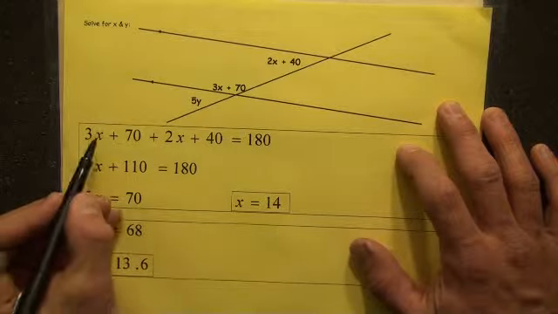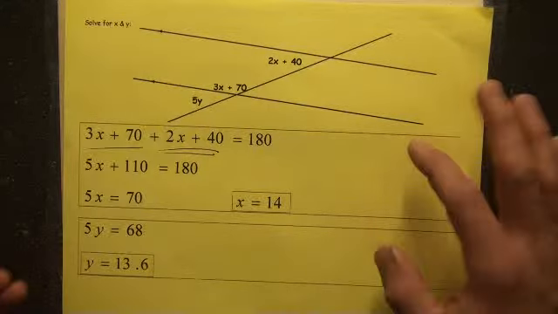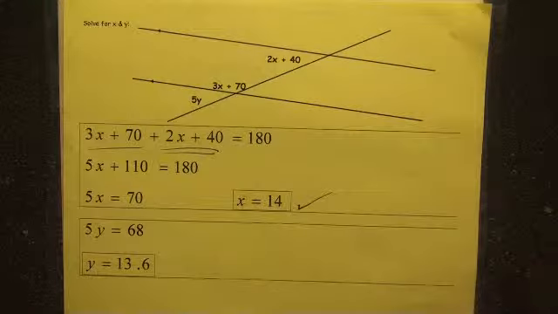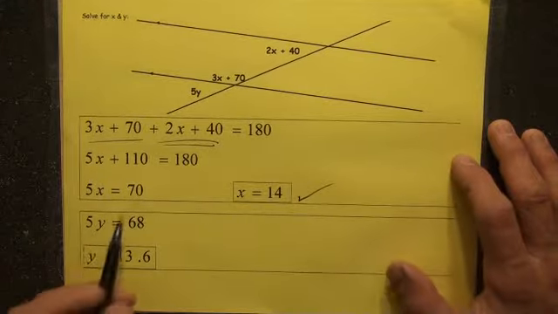So then we just add the 2 angles up, set it equal to 180. 5x plus 110 equals 180, that gives you 70. You get x is 14. Bam. Then we want to solve for y.